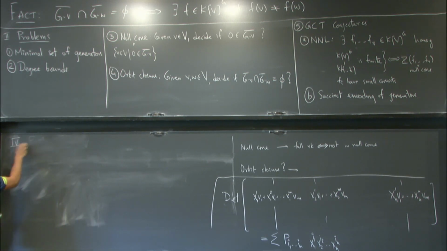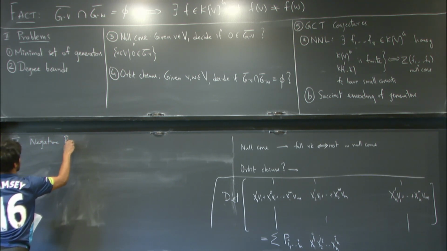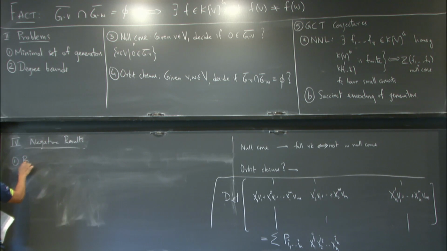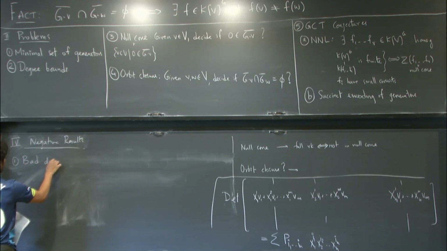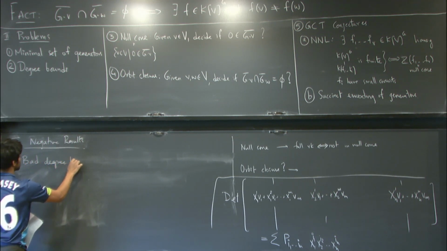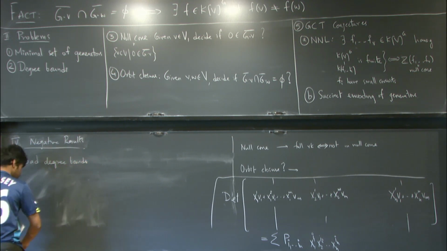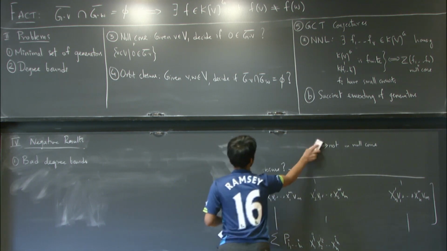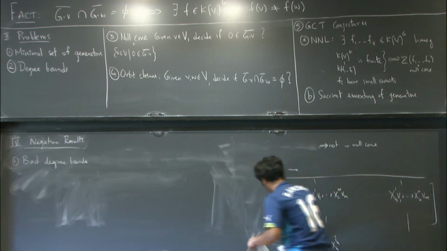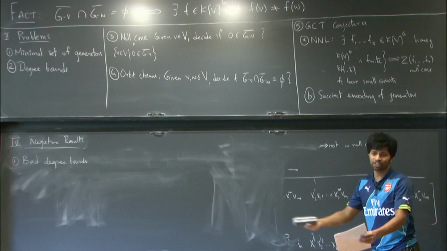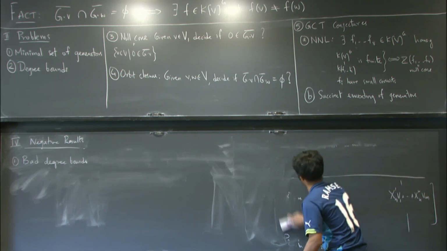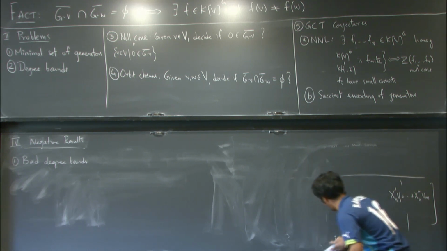Okay, so number 4, negative results. The first negative result is one of bad degree bounds. I'm going to give you a natural example, natural in the sense of the natural extension of the cases we've been discussing, in which the degree bounds are just not good, and so you have to find some way to do it.